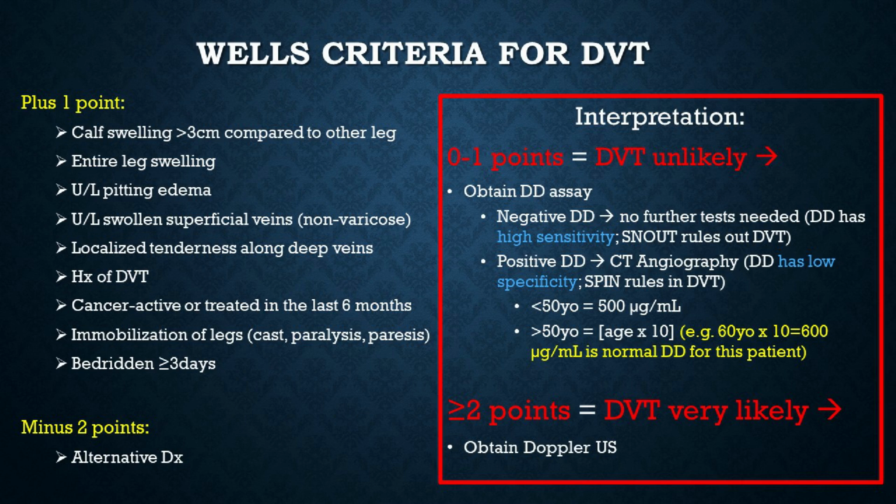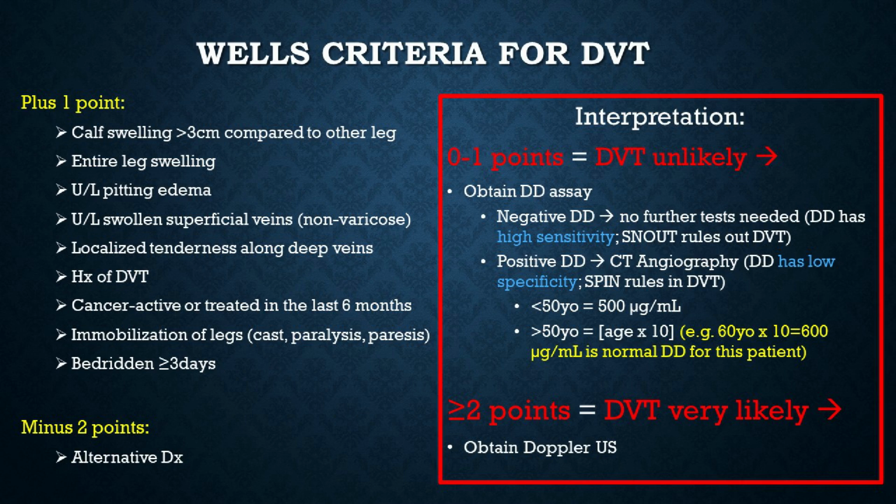Now, if you have negative D-dimer, then you don't need any further tests, alright? Because the D-dimer has high sensitivity. And because of SNOUT, basically sensitivity out, highly sensitive test, we will exclude the disease, and in our case, we will exclude the DVT. But the specificity of the D-dimer is low, and since SPIN, this abbreviation, rules in the disease, then positive D-dimer, which has low specificity, doesn't tell you much, so you cannot rule in the DVT. That's why we need here to double check with CT angiography.